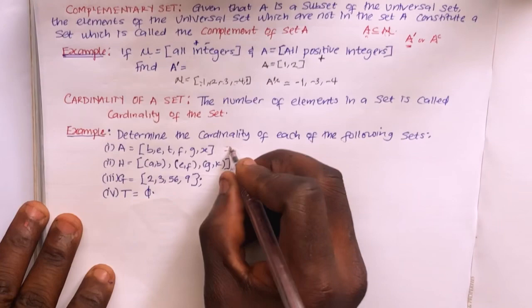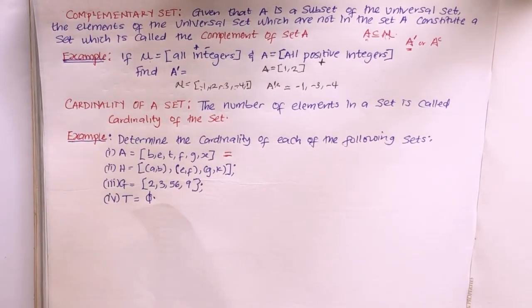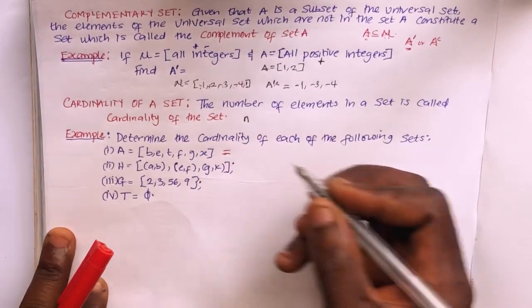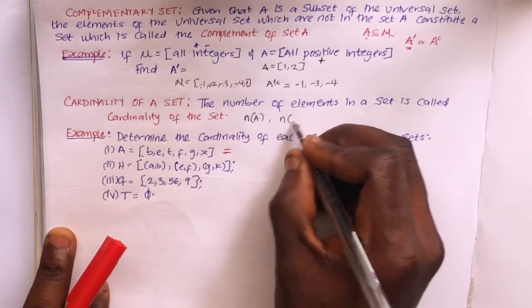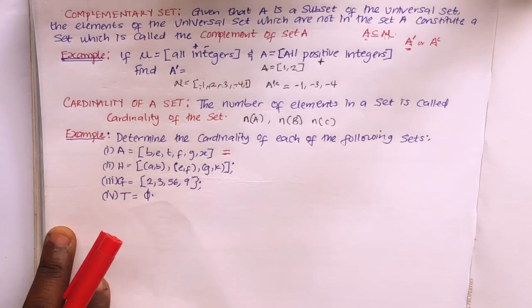We are given set A, and one major thing that you actually need to understand is that cardinality of a set is denoted as what? Let's say you have set A. Cardinality of set A will be n of A. Cardinality of set B will be n of B. Cardinality of set C will be n of C, and so on. You can see it now.